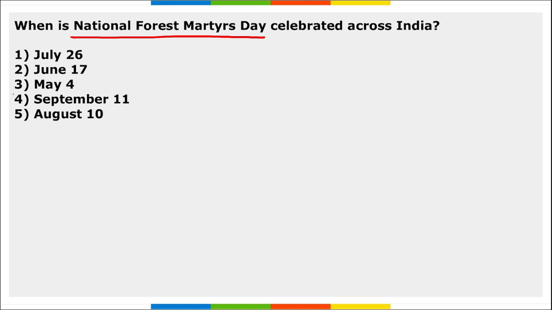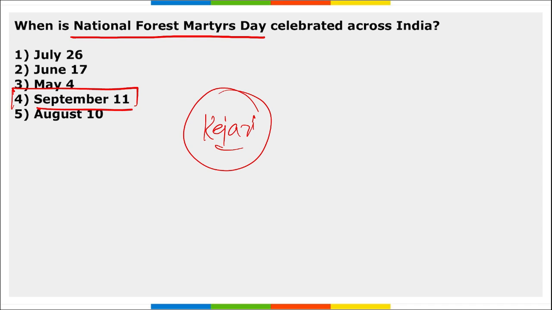Next is when is National Forest Martyrs Day observed across India? So National Forest Martyrs Day observed on 11th of September, and this is basically to raise awareness about the Khejri massacre that took place in 1730s, and this day is observed basically to make sure that the people who are working towards protecting Indian forest and wildlife, right, they are brave or they are recognized.